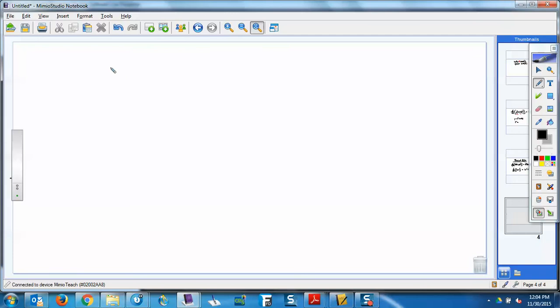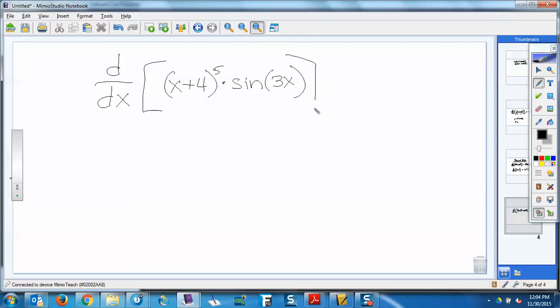Let's do a quick example. Let me just give you one that combines a few of the rules we've already been talking about. So let's say I gave you x plus 4 to the 5th times sine of 3x. Write down for me real quick here what you think the derivative of that would be. There's your u, there's your v.